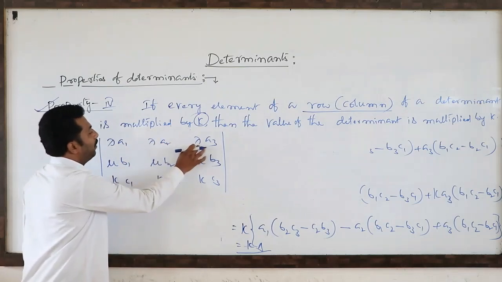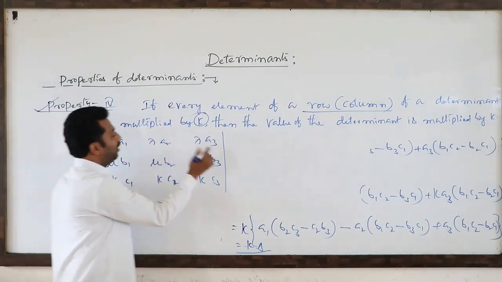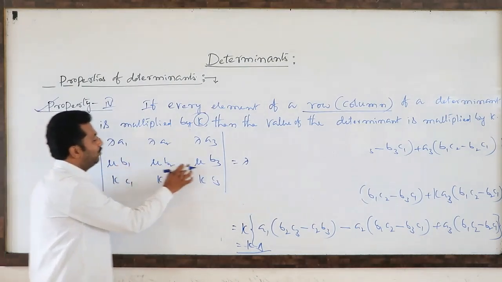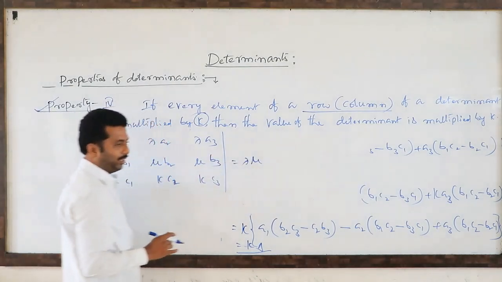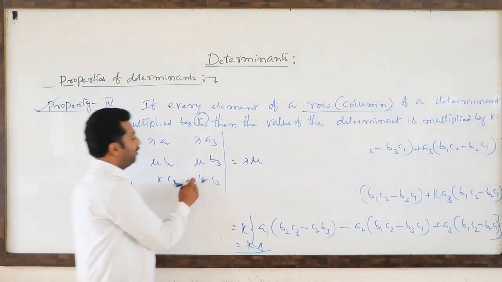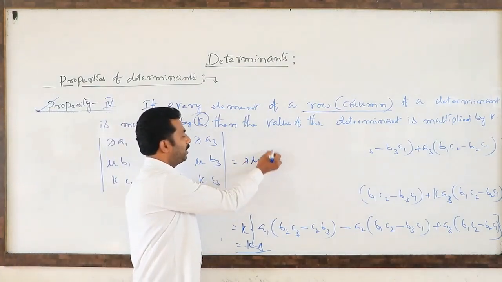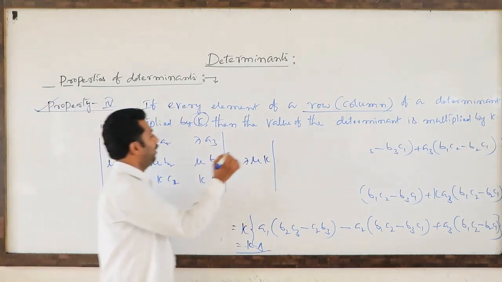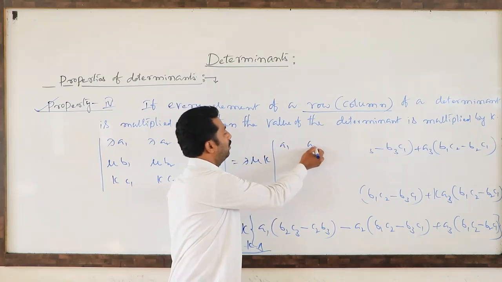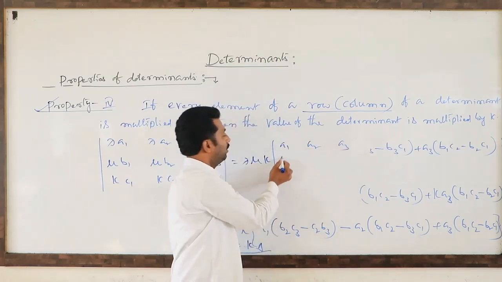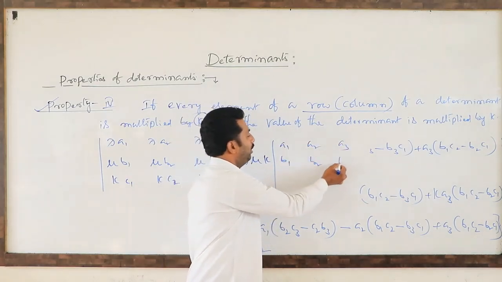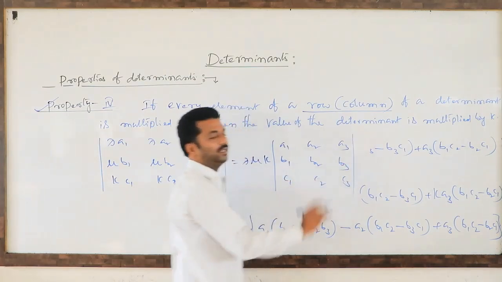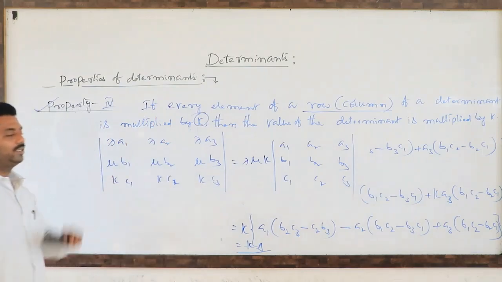All the elements of first row multiplying with lambda, means lambda you write. All the second row elements multiplying with mu, you write. All the third row elements multiplying with K, means K you write. Means you can take common. So that is what we left here: A1, A2, A3, then B1, B2, B3, C1, C2, C3.